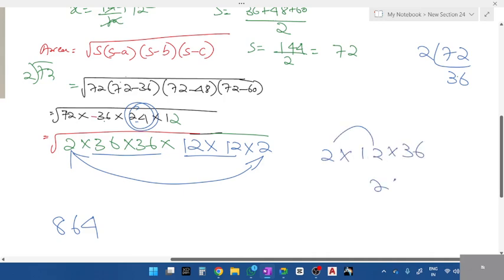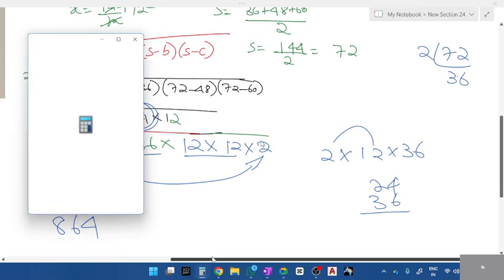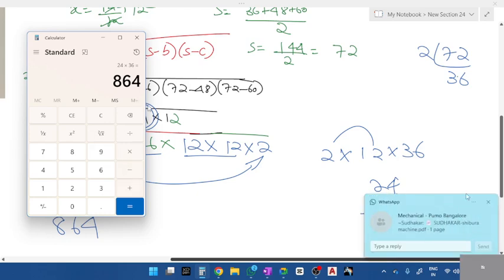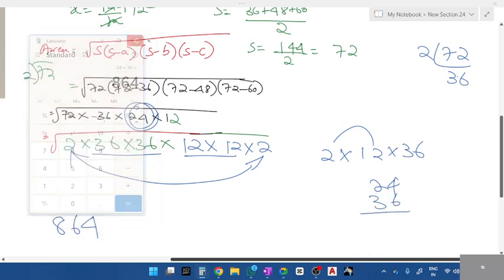Look, 2 12s are 24. 24 into 36. Even this also will give you a pair. So the logic is two same numbers. It should have two. 24 into 36 will give 864. 864 is the answer.